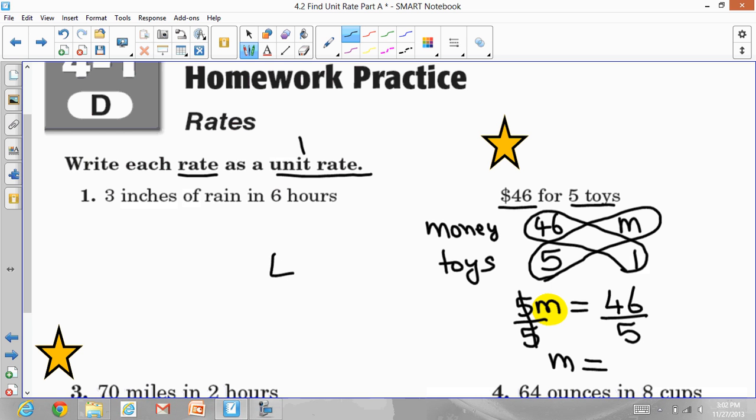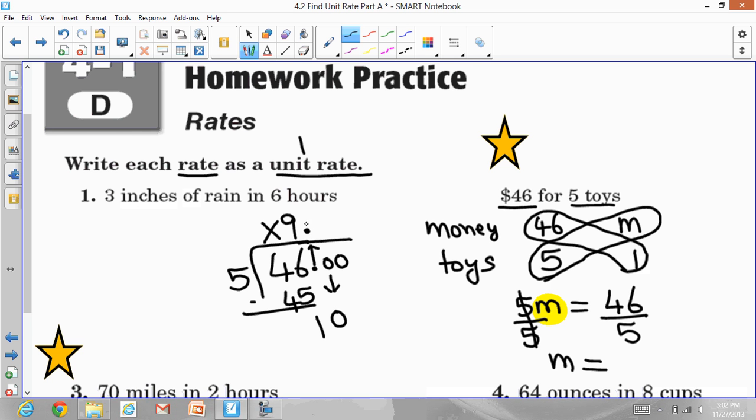divided by 5. So 46 goes in the shelter divided by 5. 5 cannot go in a 4, and this will be 9 times 5 is 45. 6 minus 5 is 1. Decimal point 0, 0. Bring the decimal point straight up. Bring the 0. 5 goes into 10 twice. Now bring the last 0 down. 5 goes into 0, 0 times. So that basically means $9.20 for one toy. That is the price you will be paying.